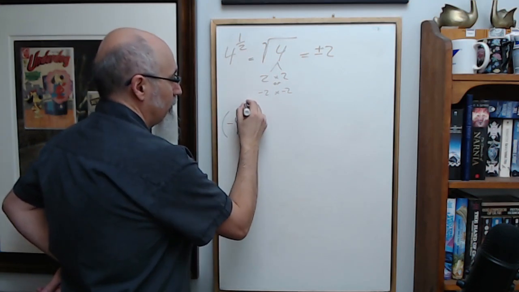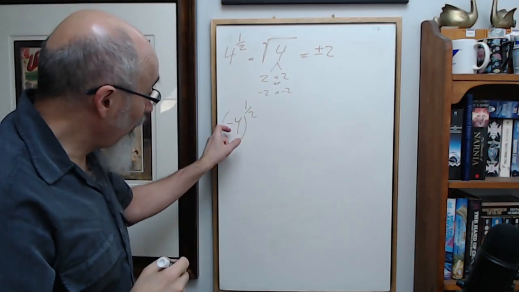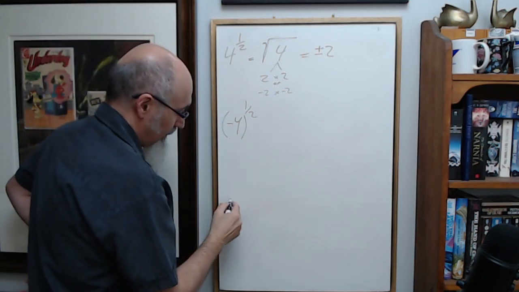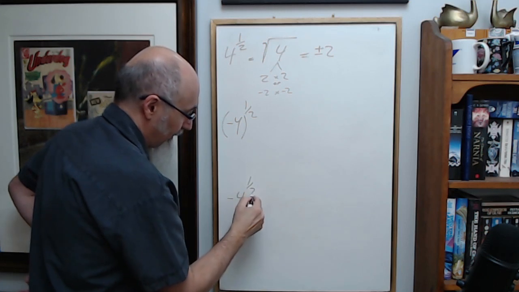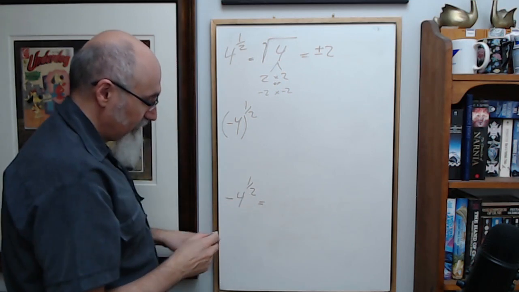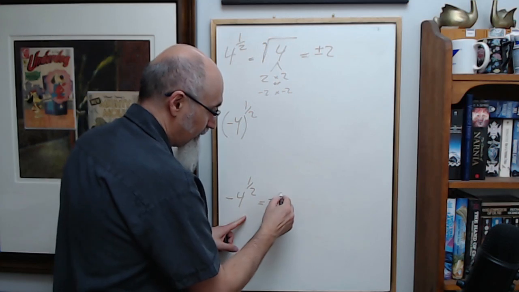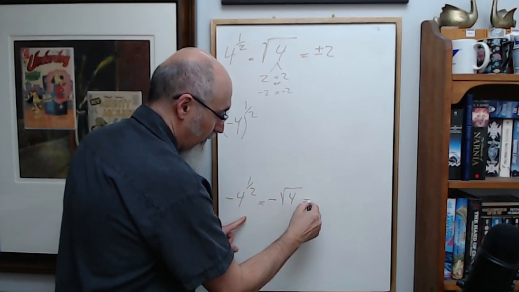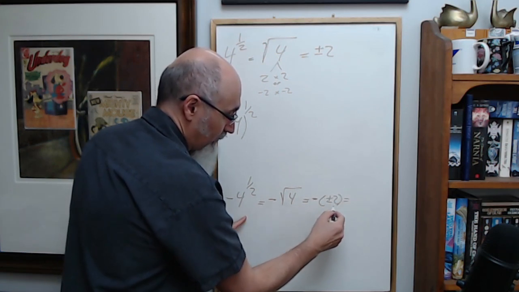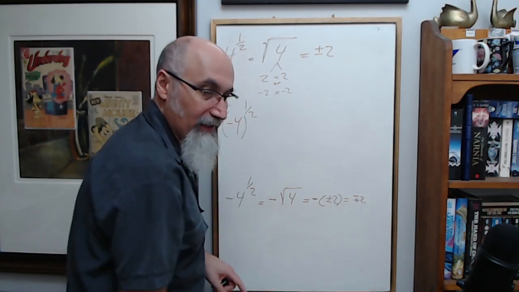Negative 4 to the power of 1/2. Okay, so the whole thing to the power of 1/2. Keep this in mind: negative 4 to a power of 1/2, because this negative sign is not being taken to a power of 1/2, the way you write this is negative square root of 4, which is going to be negative plus and minus 2, which is really going to be minus plus 2, which is the same thing as plus and minus 2.